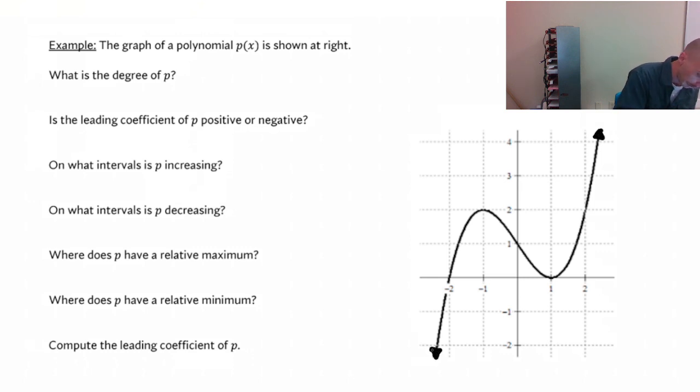So the degree of p, assuming that nothing weird is happening outside of the window we can see, I might just attach some arrows there, looks like an odd degree polynomial with a positive leading coefficient because of the end behavior. Now, I'm going to say that the degree of p is at least 3. In reality, it's probably just 3. Definitely odd.